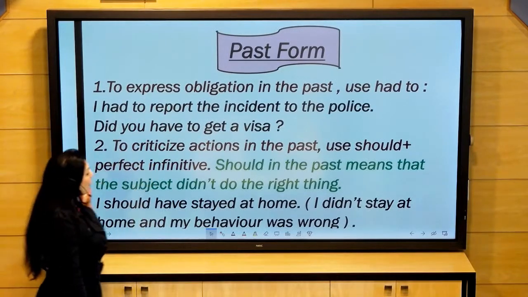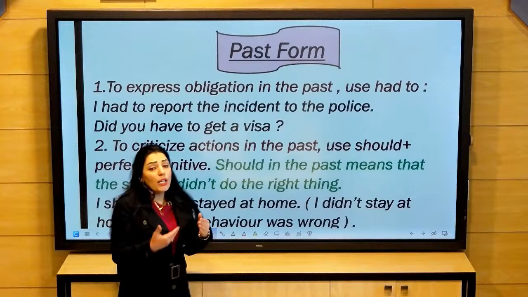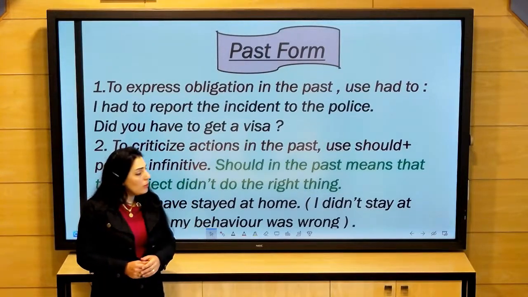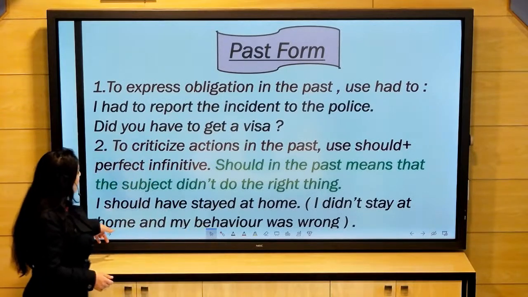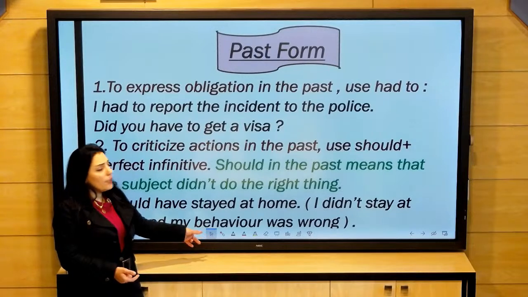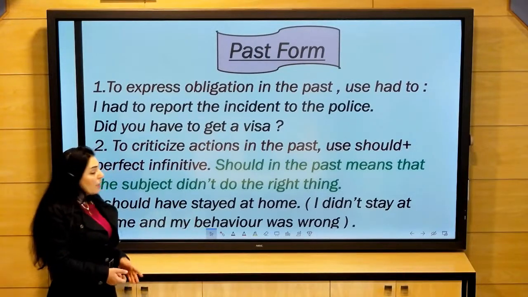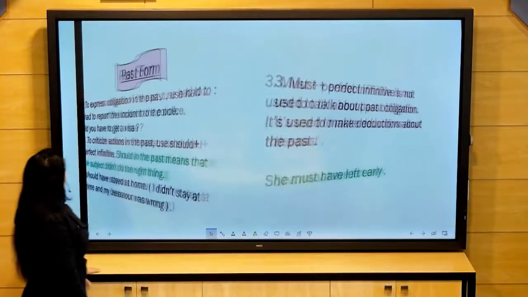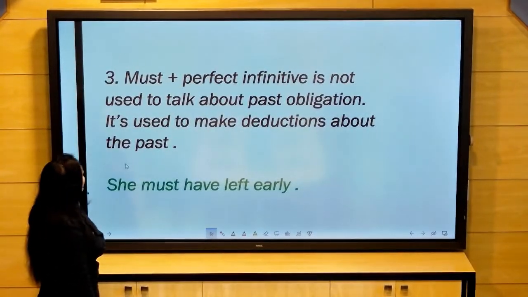Example, I should have stayed at home. I wish I had stayed at home, but I didn't stay at home. So I didn't stay at home and my behavior was wrong. I did something wrong that I did not stay at home. I wish I had stayed at home, but actually I didn't stay at home.